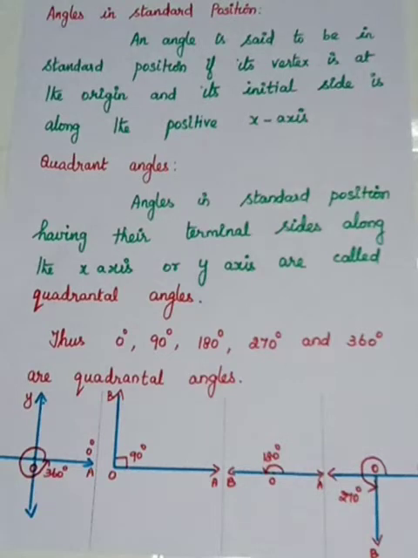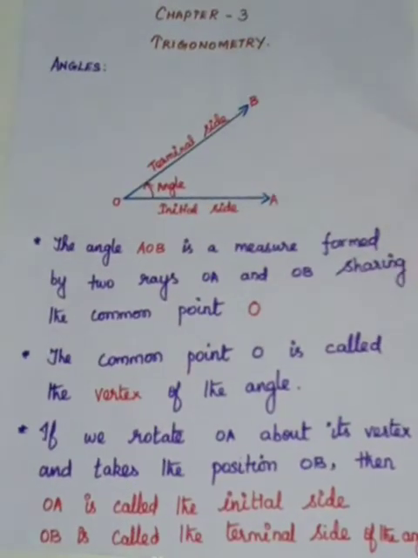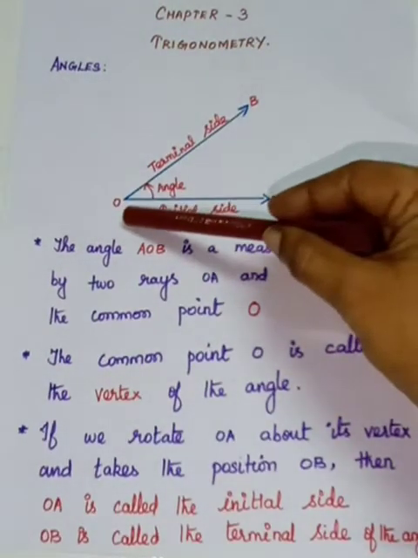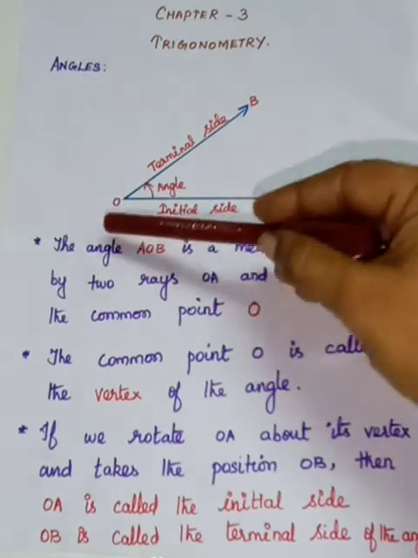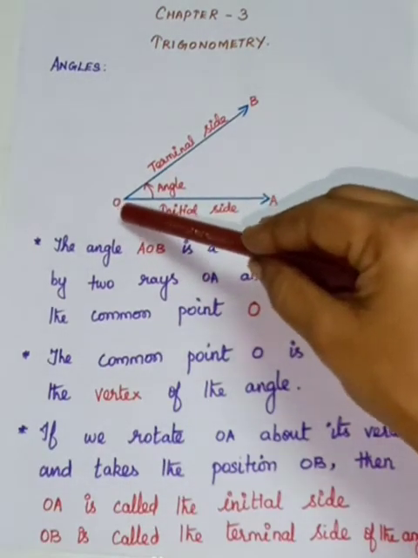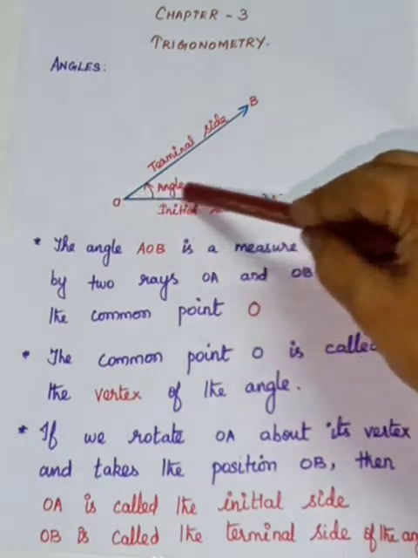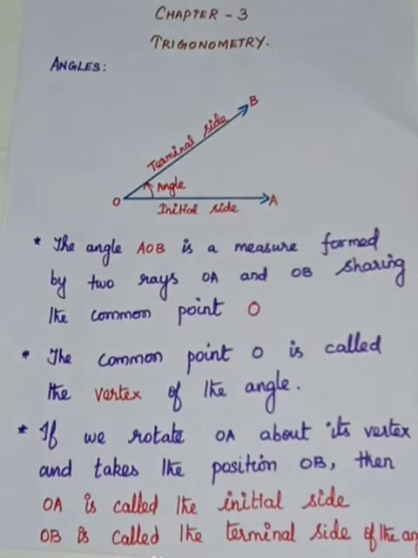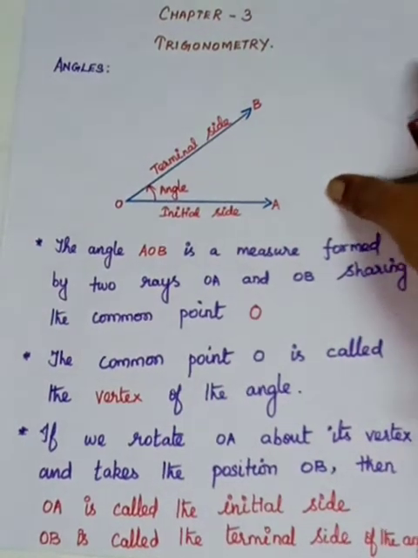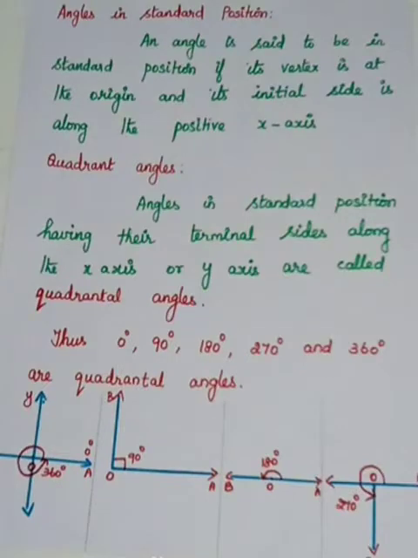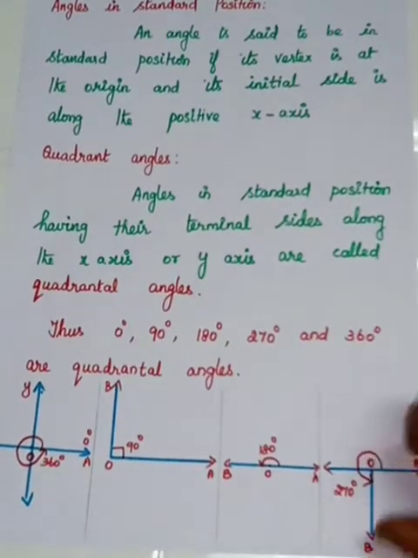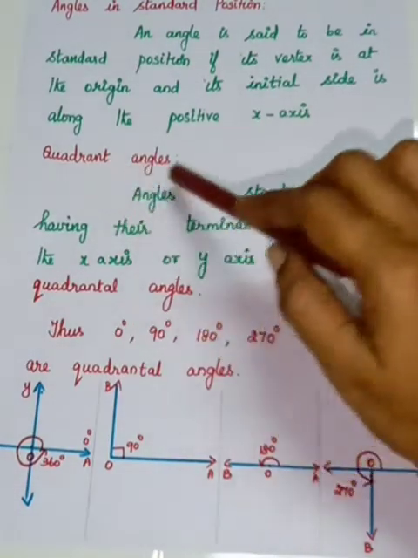Okay, you see now, if the angle is in the standard position, it means the vertex is at the origin. So, x-axis, y-axis, the vertex is at the origin and the initial side of the angle is along the x-axis. Then only we will say the angle is in the standard position. Okay, you see now the next one, quadrant angles.